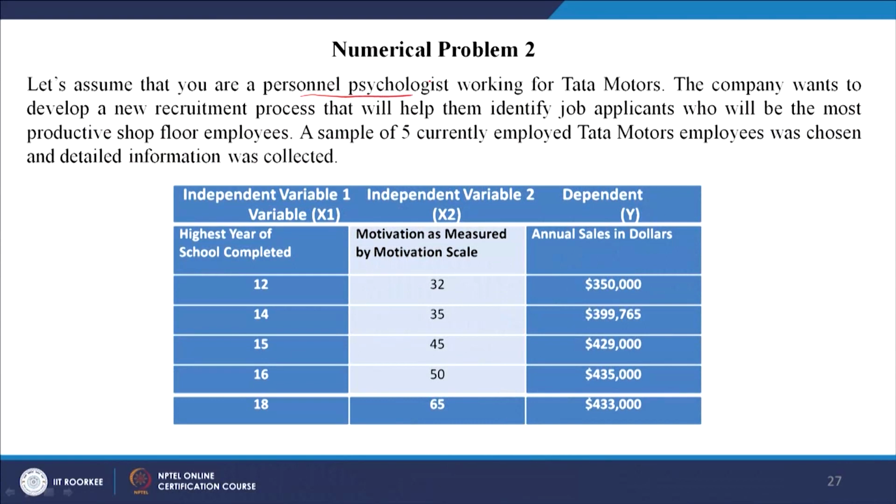This is what it is saying: a personnel psychologist who is working for Tata Motors, the company wants to develop a recruitment process that will help them identify job applicants who will be the most productive employees. Okay. 5 currently employed employees were chosen and detailed information was collected. What information? Their highest year of school completed, the motivation level on a motivation scale that has been measured, and how much they are earning in dollars, that has been measured, right. Not earning, this will be how much they are helping in the sales, right.